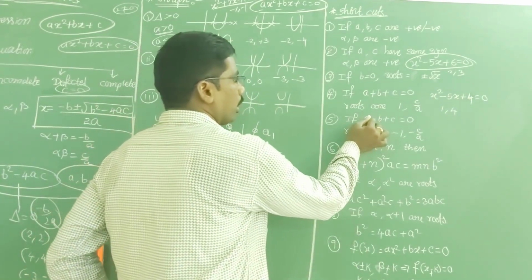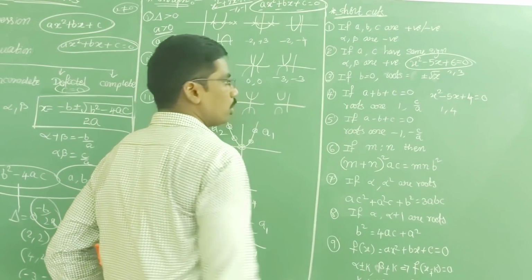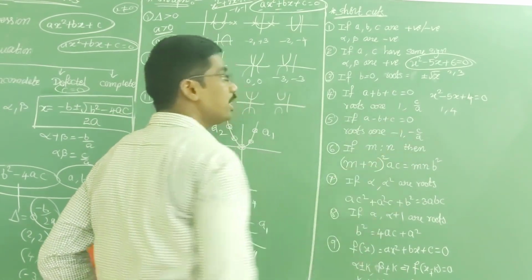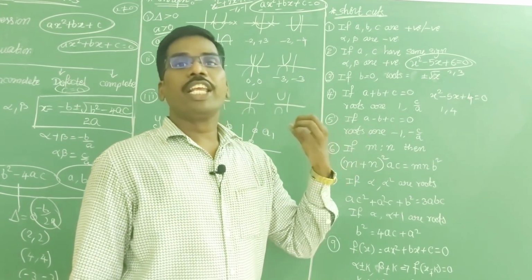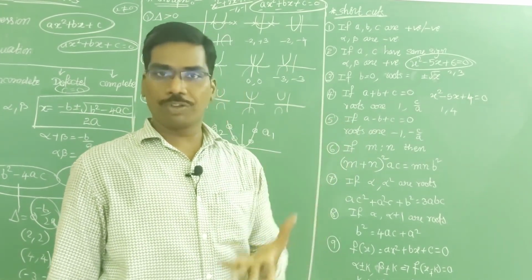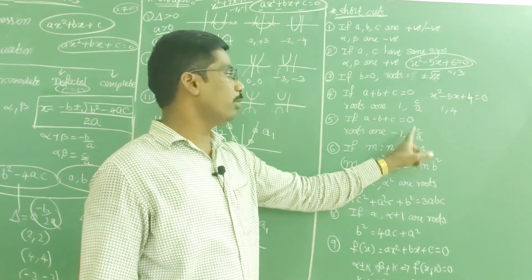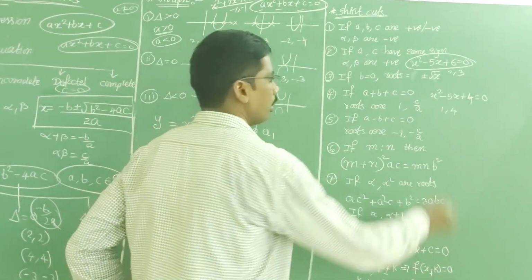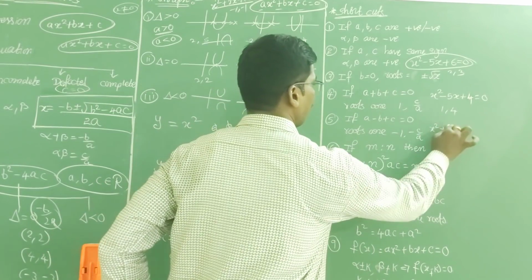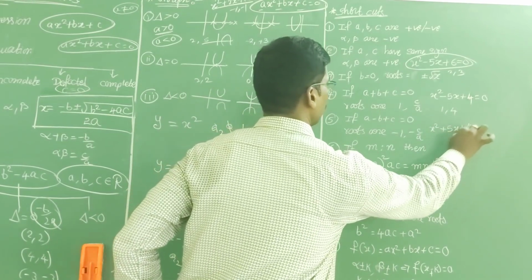If a minus b plus c is equal to 0, then the roots are minus 1 and minus c by a. That means the sum of the even coefficients is equal to the sum of the odd coefficients. Then the roots are minus 1 and minus c by a. The same thing we can give here, for example x square plus 5x plus 4.